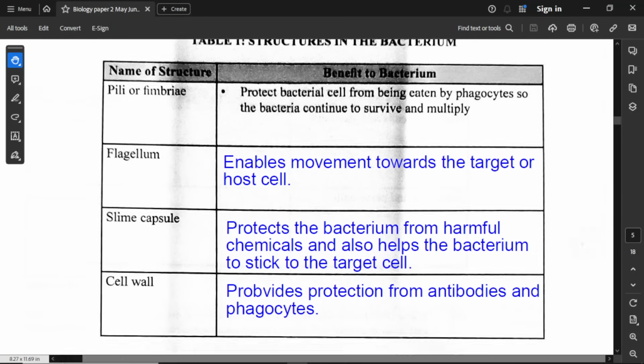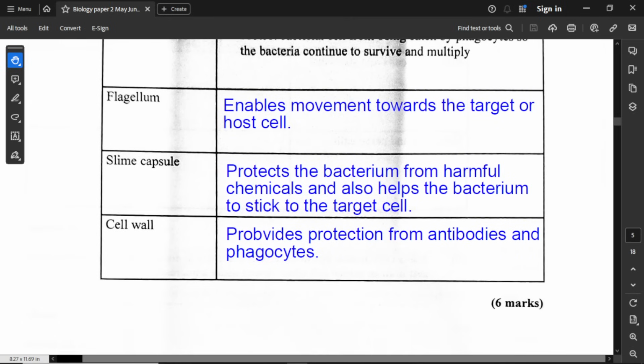All right, and the capsule will protect the bacterium from harmful chemicals and also help the bacterium to stick to the target cell. All right, and the cell wall also provides some form of protection as well, and it provides protection against antibodies and also the phagocyte.